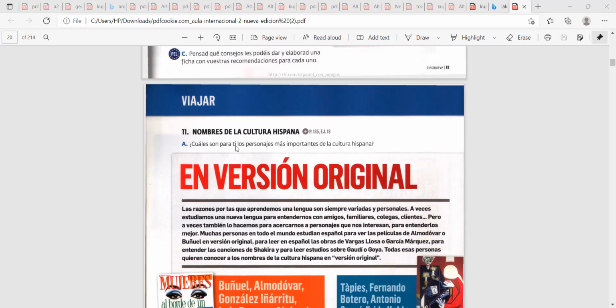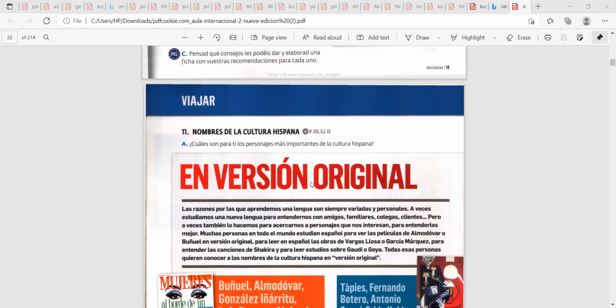Over here I'm using a term, cuáles. Cuáles, we have which. Cuáles, repeat after me. Cuáles son para ti. Now, son is what? It is from ser, because we have done the ser conjugation: ellos, ellas son. We have to read the entire concept of this book. Cuáles son para ti los personajes más importantes de la cultura hispana? Which ones, for you, are the most important people of the Hispanic culture? Los personajes, the most important persons. Is it clear to you?